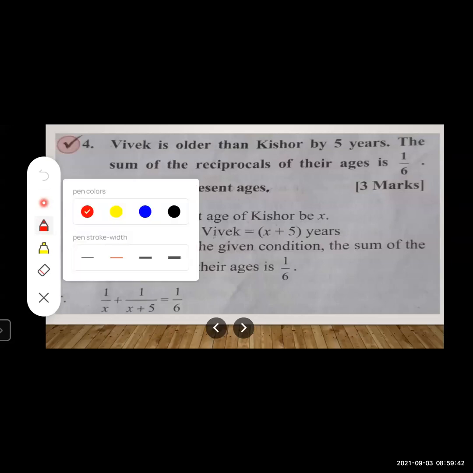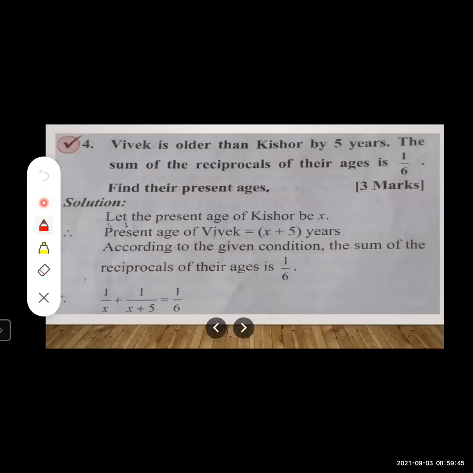1 upon x. 1 upon x is the reciprocal of whose age? Kishore's age. Plus 1 upon x plus 5. 1 upon x plus 5 is the reciprocal of whose age? Vivek's present age. Right? So the sum of the reciprocals of their ages is nothing but 1 upon 6. So you will write this condition in this form: 1 upon x plus 1 upon x plus 5 is equal to 1 upon 6. Let us further simplify this in the next slide.